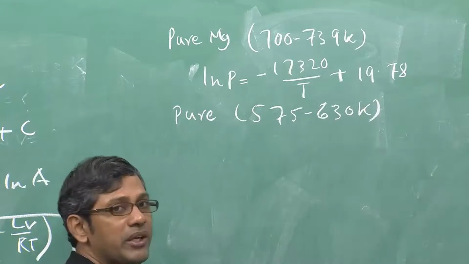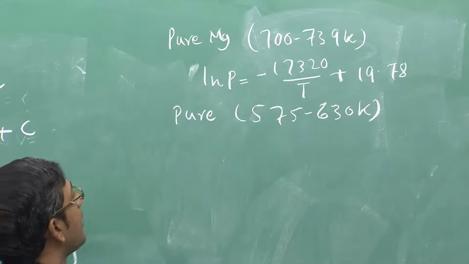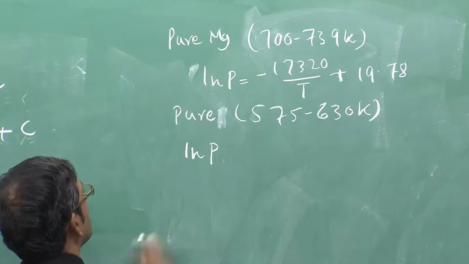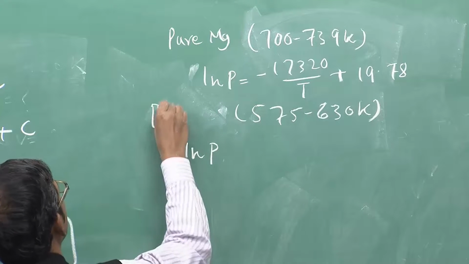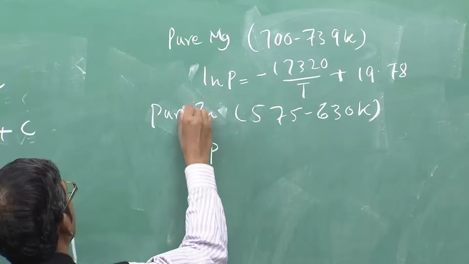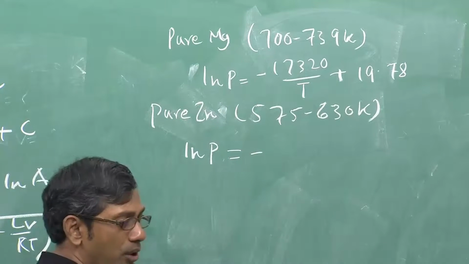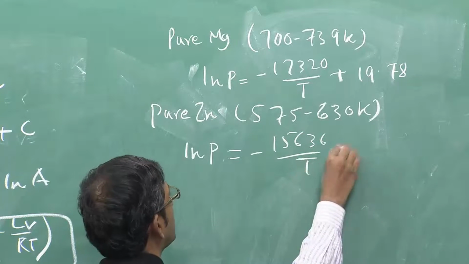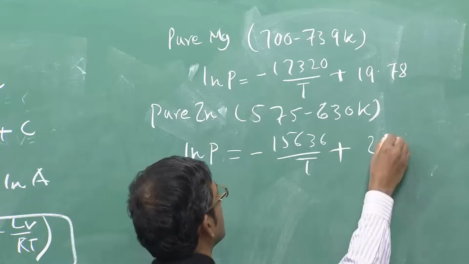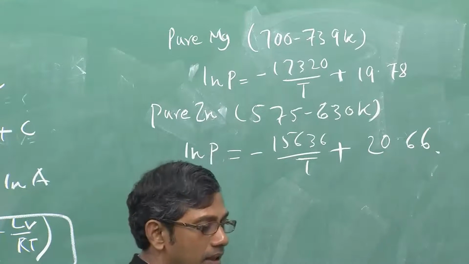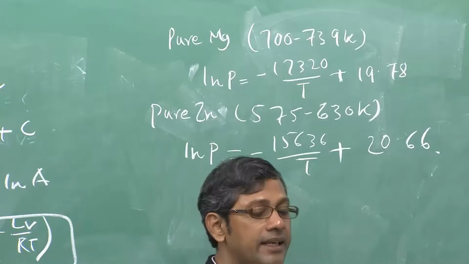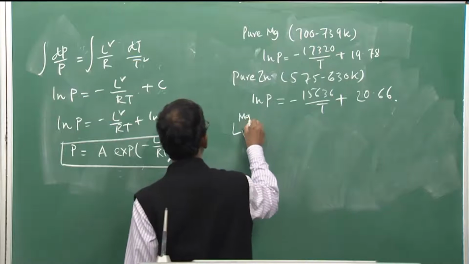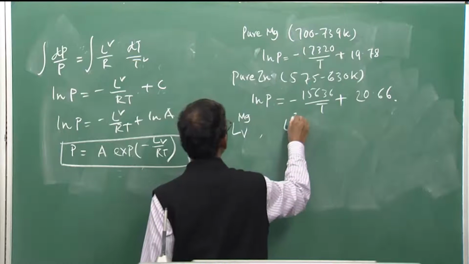Why is this temperature given? Because at this temperature only evaporation happens. So this is given by log of pressure for pure zinc, I forgot to write zinc: log of P is equal to minus 15,636 divided by temperature plus 20.66. Okay, the question is to determine the heats of sublimation, that means the heat of sublimation for magnesium and for zinc.